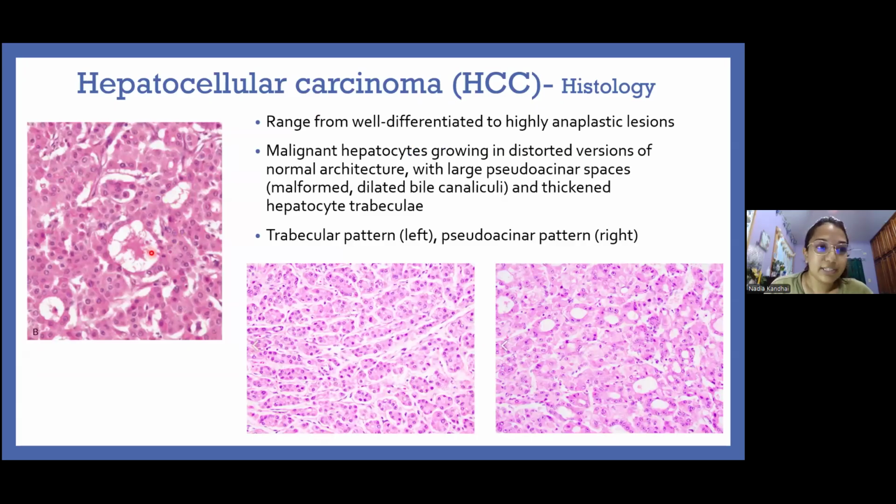So in hepatocellular carcinoma, on the left, you could see malignant hepatocytes growing in these distorted architectural ways with large spaces resembling glands and thickened trabecula, with a high nuclear cytoplasmic ratio, multinucleated cells, as well as prominent nucleoli. There are two major architectural patterns seen: trabecular on the left, growing in files, and pseudoacinar, which is basically gland forming.